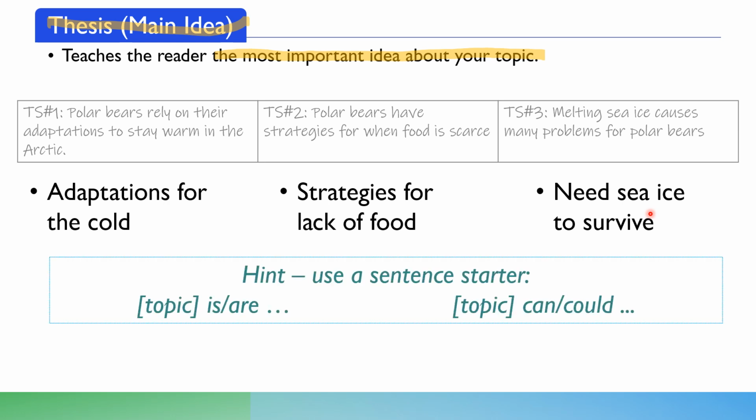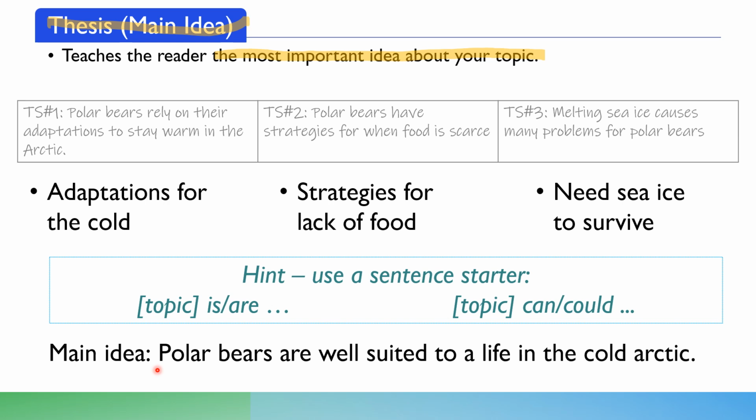As a hint, as you're thinking this through, try a sentence starter. You can use topic is or topic are. So for example, polar bears are, what do I want to say about what they are like? Or you can use can or could. Polar bears can, and then I have to think, what am I trying to say? And so here's my example. Polar bears are well suited to a life in the cold Arctic.